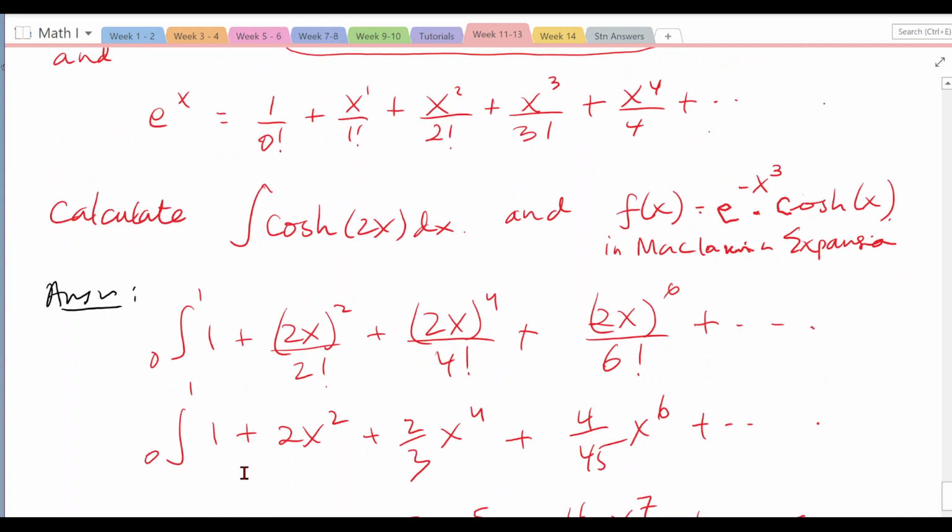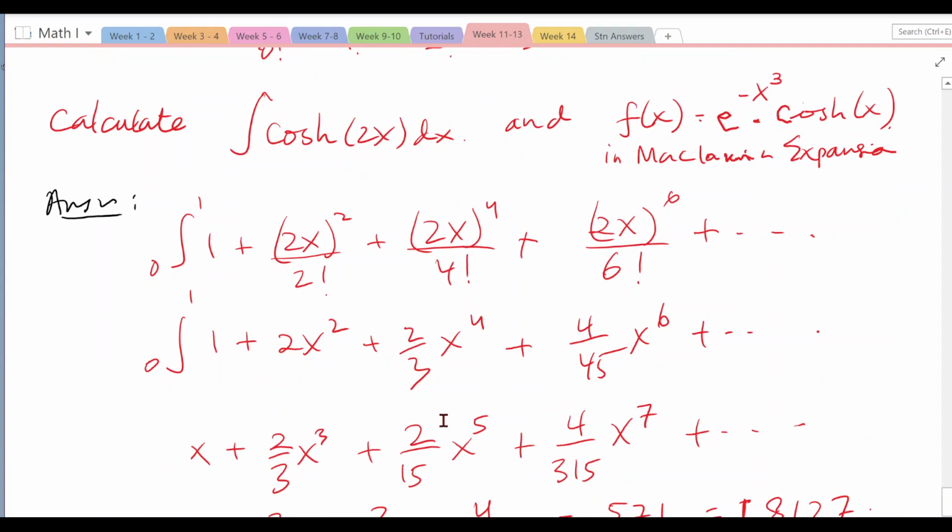Continue processing the integral by simplifying everything inside the brackets, inside the integration term. So you get 2x squared equals 4x squared, because 2 to the power of 2 becomes 4. 4 divided by 2 equals 2. So we get 2x squared after you simplify the whole thing, and then 2 to the power of 4 divided by 4 factorial, you get 2 over 3 after you simplify, and then 2 to the power of 6 divided by 6 factorial, after you simplify that becomes 4 over 45 x to the power of 6. And then once you simplify the whole thing, you can start the integration.